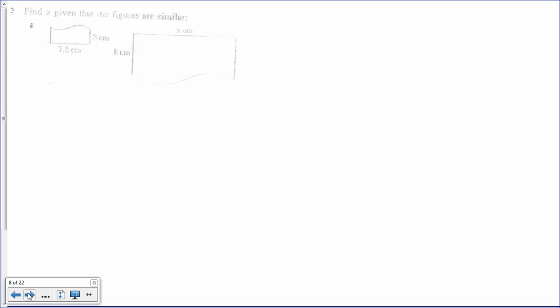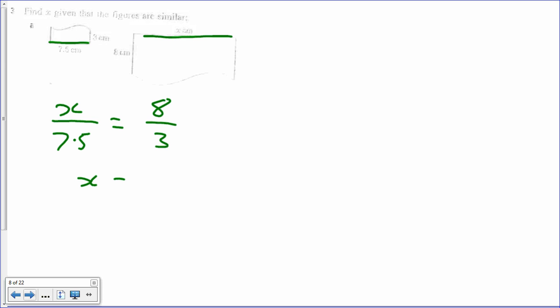So question 3. We need to find the unknown in these cases. Find x given the figures are similar. So whenever we do this, remember I've talked about putting x on the top line. So there's my x, so that's going to be x on the top line. There's my equivalent side over there, so 7.5. And then we're going to do the same on the other side, so that's going to be 8 over 3. So we're going to simplify that, 8 times 7.5 over 3. And when we work out the answer, we find out that we have got 20 centimetres as our x.